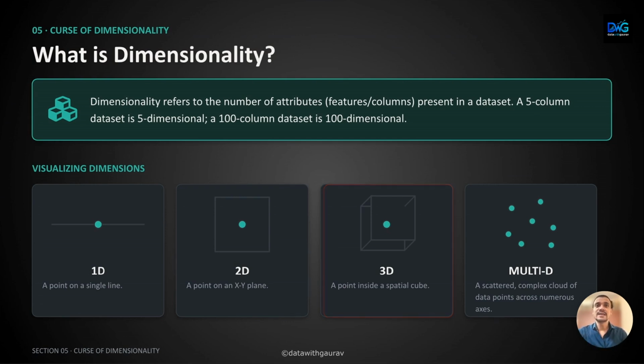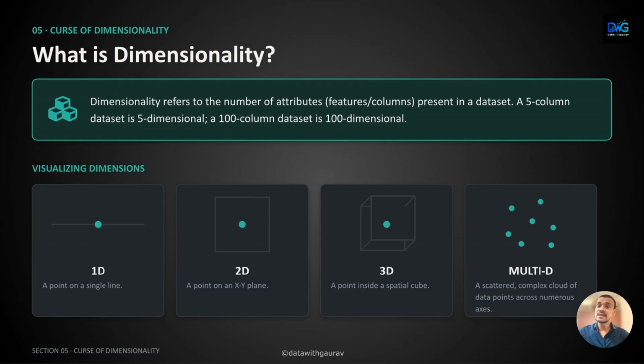Now imagine adding dozens or even hundreds of features. Of course, we can't visualize a 100-dimensional space, but mathematically, every additional feature introduces another independent axis. Instead of lying on a line, plane, or inside a cube, the data points now exist in a high-dimensional feature space spread across many axes.